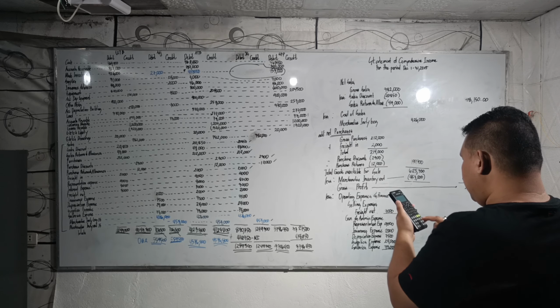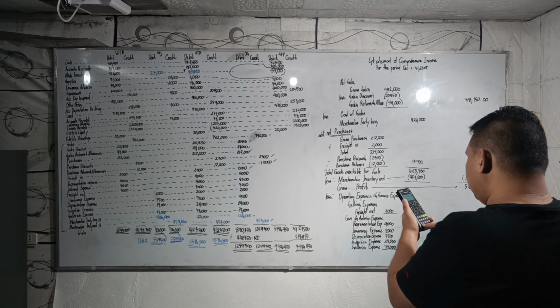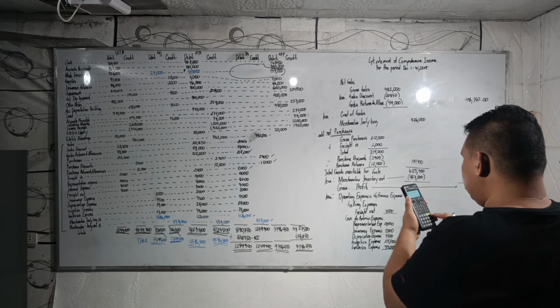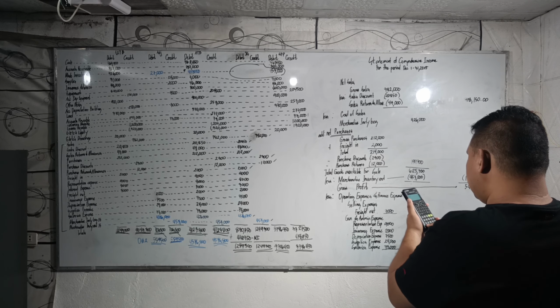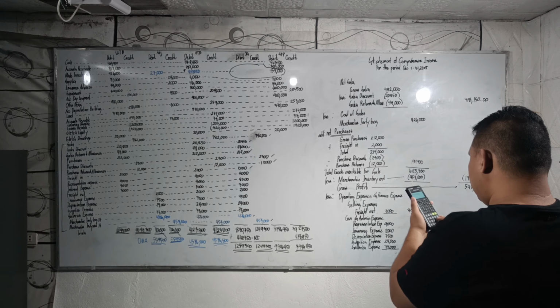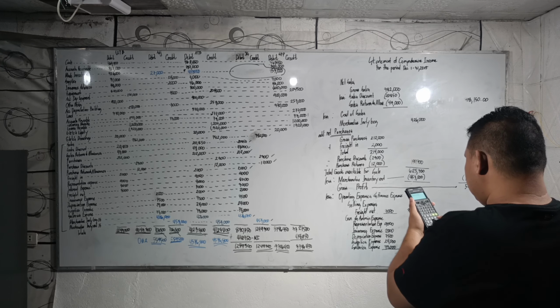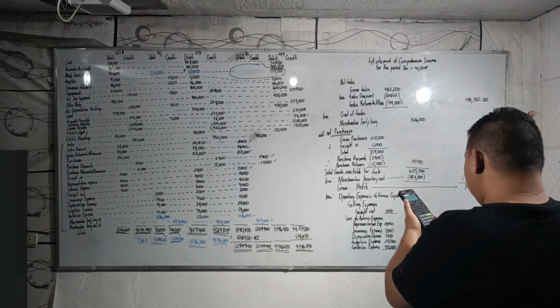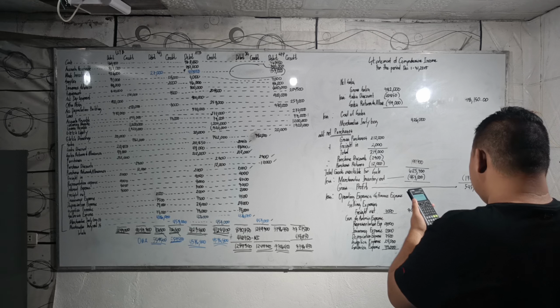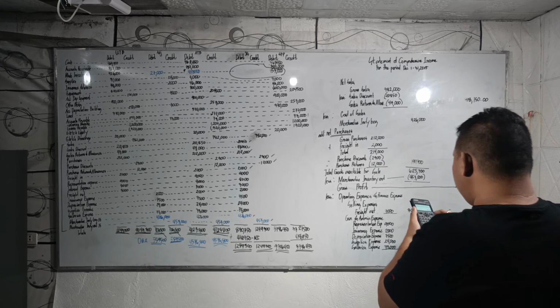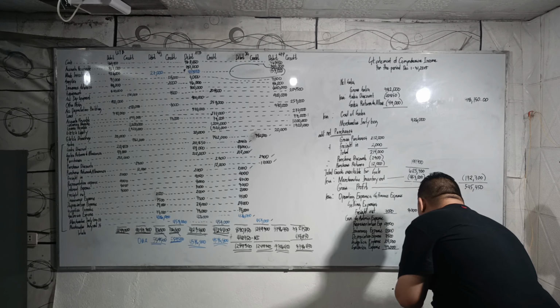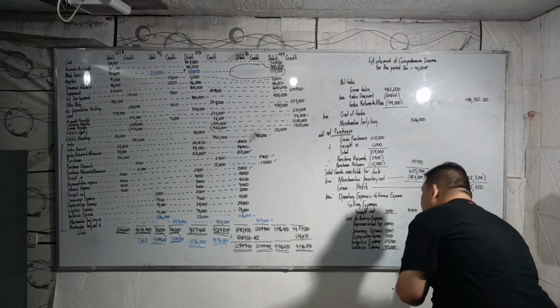So all in all, the general and administrative expenses are 9,000 plus 2,000 plus 7,500 plus 24,000 plus 73,000. That is 115,500.